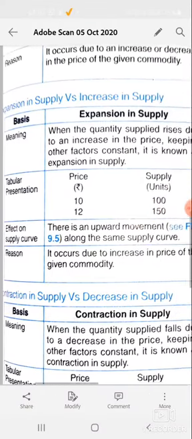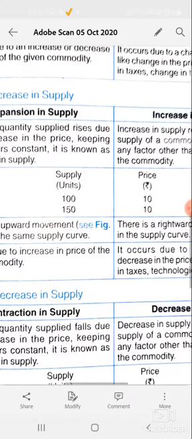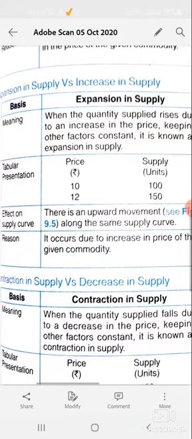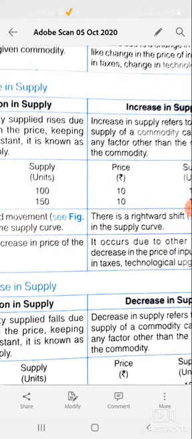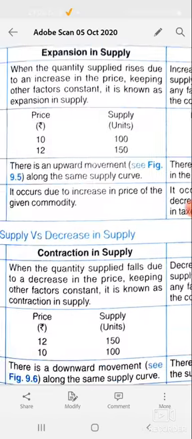Third, effect on the supply curve. If the supply curve moves upward along the same supply curve, then it is called expansion. If the supply curve shifts toward the right-hand side, then it is called an increase in supply. Fourth, the reason: due to increase in price, extension and expansion of supply take place, but increase in supply takes place due to change in other factors; here price remains constant.